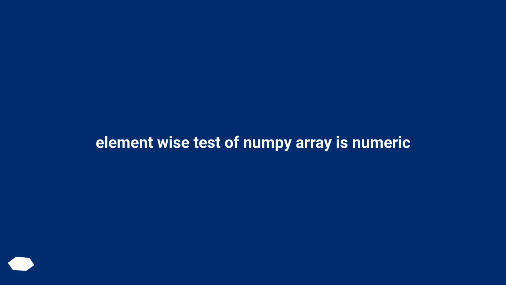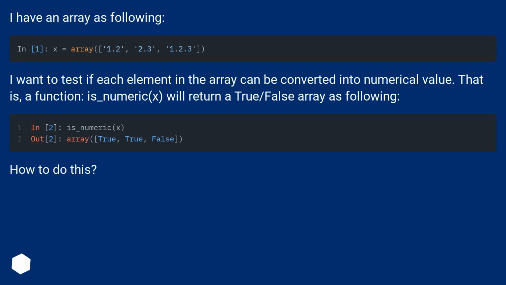Element-wise test of numpy array is numeric. I have an array as following. I want to test if each element in the array can be converted into numerical value. That is, a function is_numeric(x) will return a true/false array as following. How to do this?